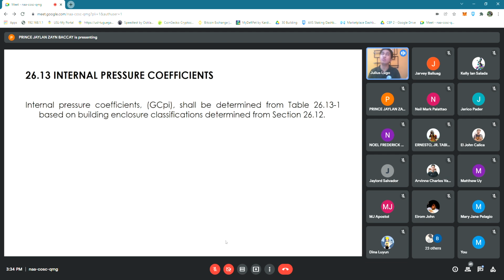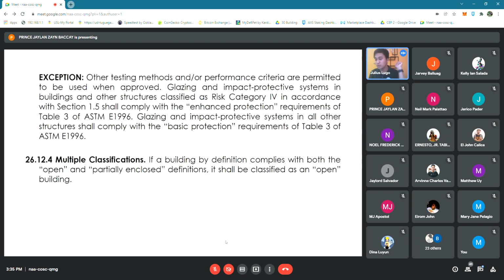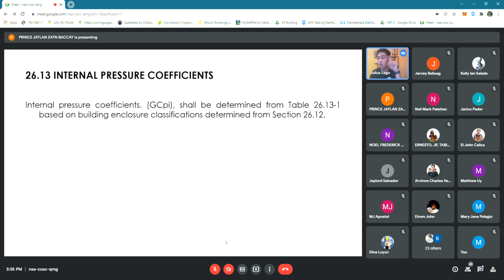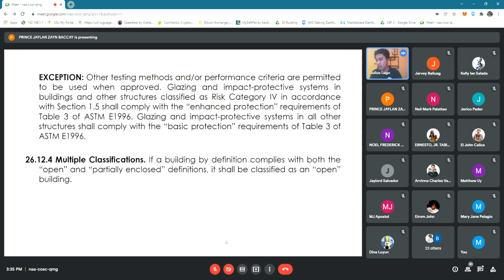So what if we have multiple classifications of buildings? Well, if the building definition complies with both open and partially enclosed definitions, it shall be classified as an open building. Pag nag-fall siya in between open and partially enclosed, you're just going to put there open. So ika-classify nyo na siya as open. If it fell between open and partially enclosed, you just use open building na lang.